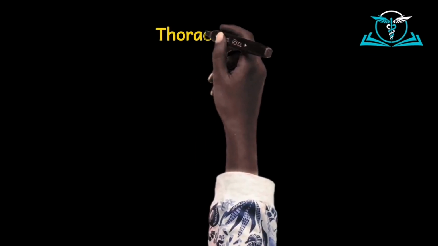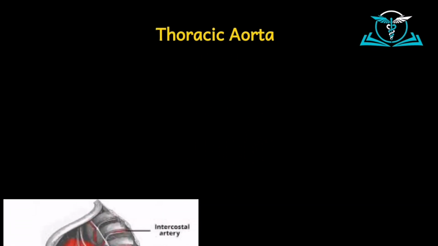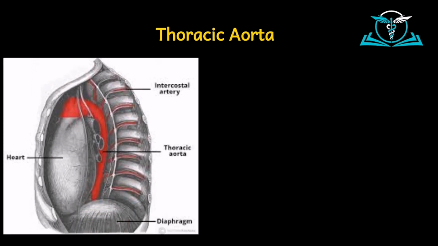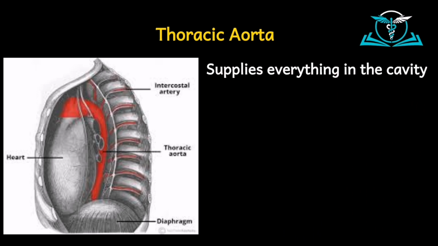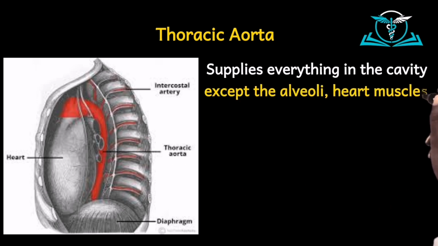Now that we know the structures of the chest, including the visceral organs in the thoracic cavity, it is important to note that the visceral organs and the posterior chest wall are supplied by the thoracic aorta. This diagram will help us understand this. Here we see the heart, which is bounded behind by the thoracic aorta. The general principle is that the thoracic aorta supplies everything in the chest cavity plus the posterior chest wall, except the alveoli and the heart muscles.